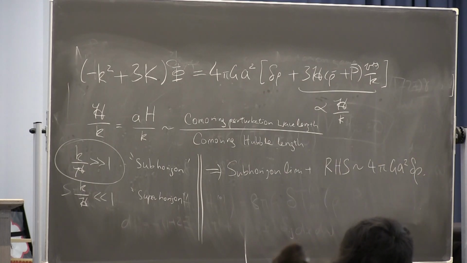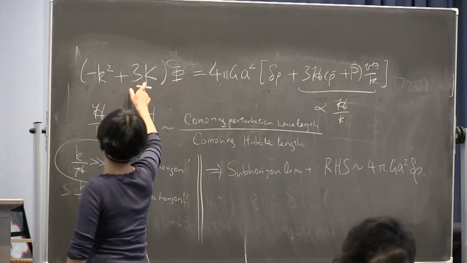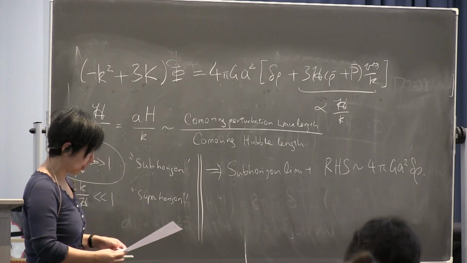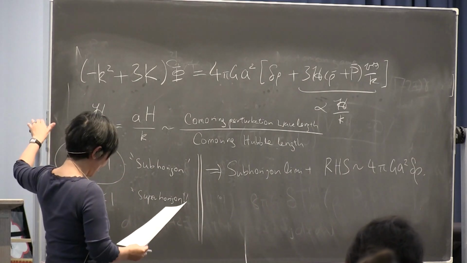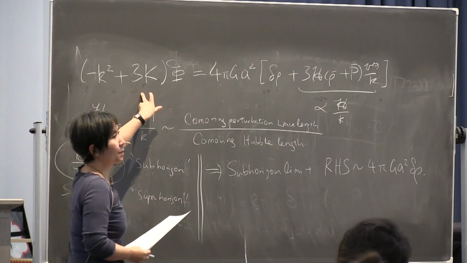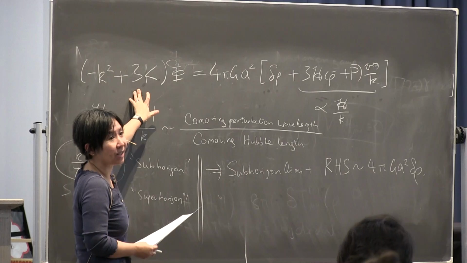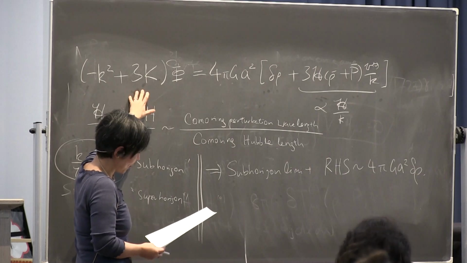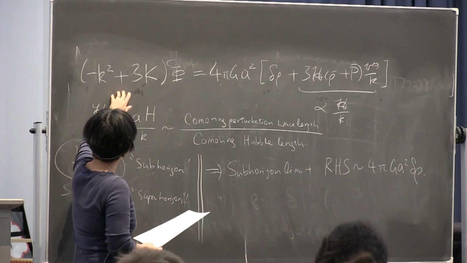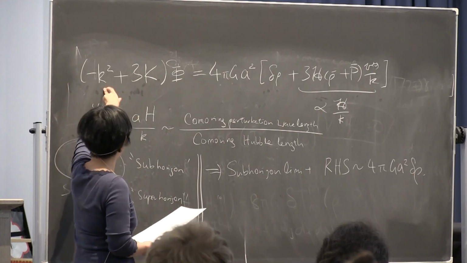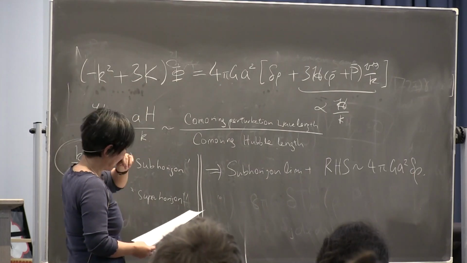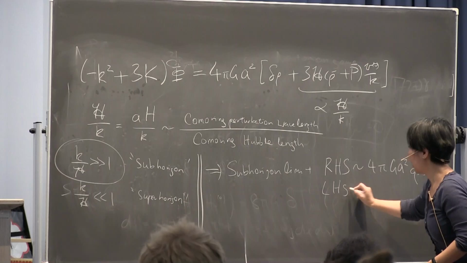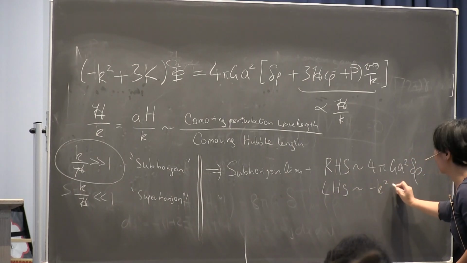Now, on the left-hand side, I have minus k squared plus 3K. And K, as I said earlier, is basically just a curvature parameter. But we've also seen that present-day observations tell us that K is very small. We don't see a lot of curvature at all. So we can expect this to be small to begin with. And we would expect the k squared term here to be larger than the 3K. So what this means is that the left-hand side now becomes minus k squared phi.